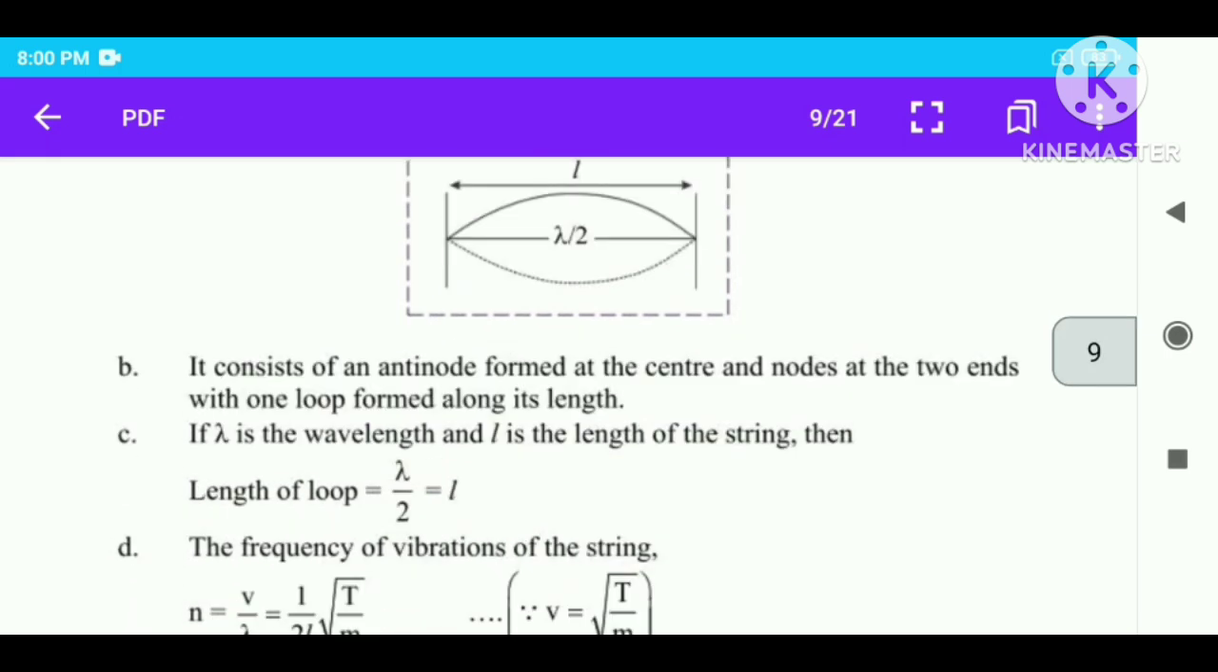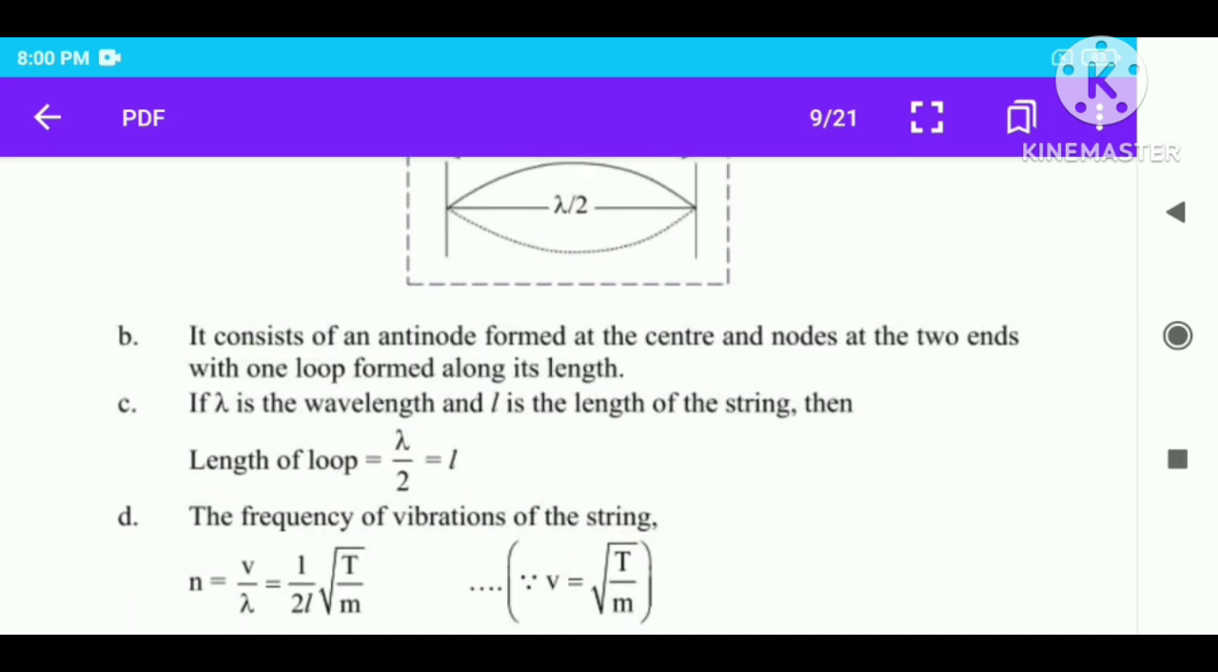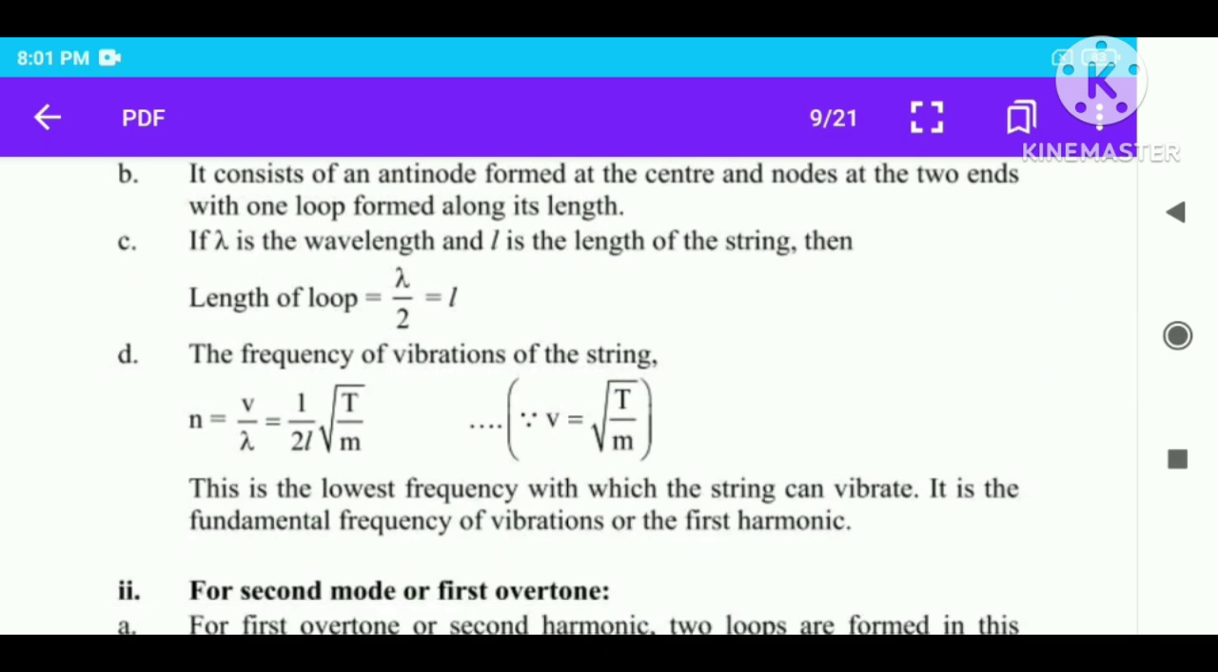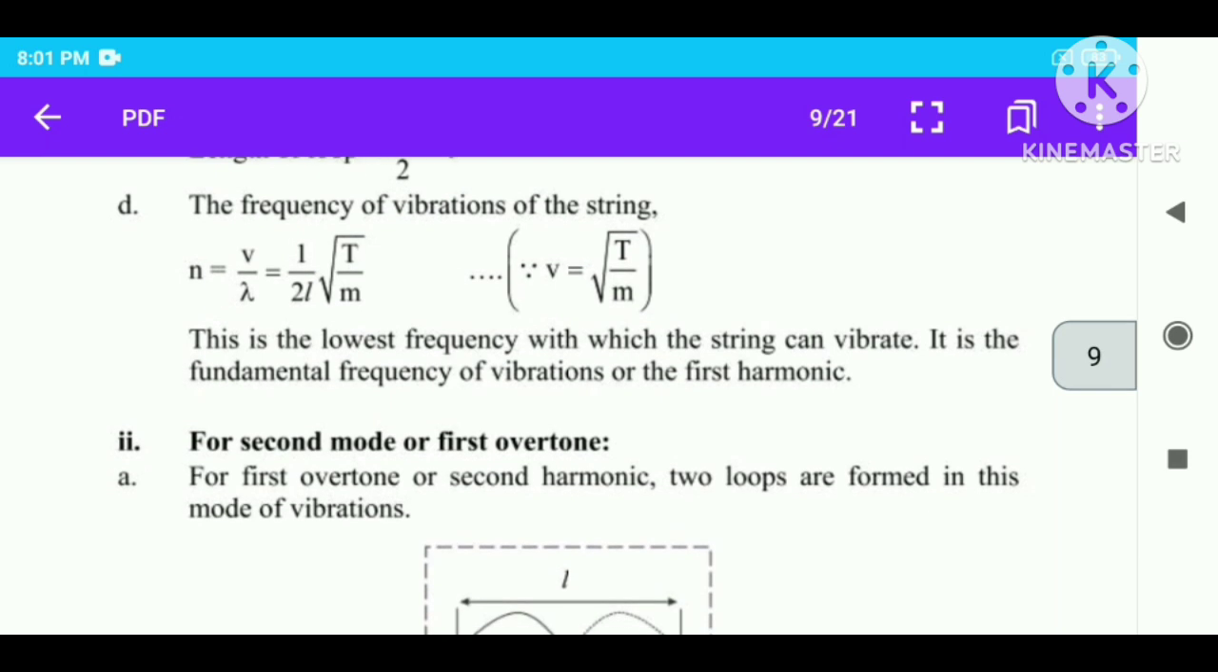along its length. C: If lambda is the wavelength and L is the length of the string, then the length of the loop is equal to lambda by 2 is equal to L. D: The frequency of vibration of the string n is equal to v upon lambda is equal to 1 upon 2L under root T by m, since v is equal to under root T by m. This is the lowest frequency with which the string can vibrate. It is the fundamental frequency of vibration or the first harmonic.